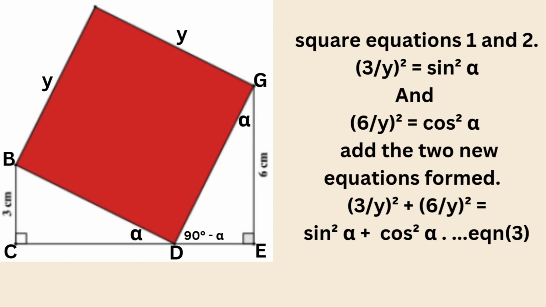Add the two new equations formed, and we have that the sum of the square of the ratio of 3 to x and the square of the ratio of 6 to x equals the sum of sine squared alpha and cosine squared alpha, which we call equation 3.